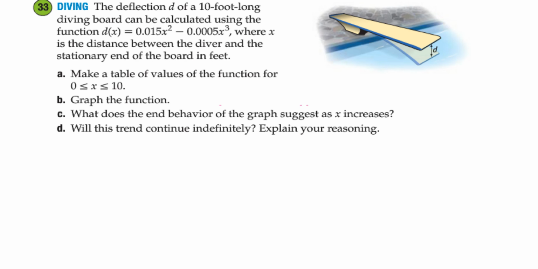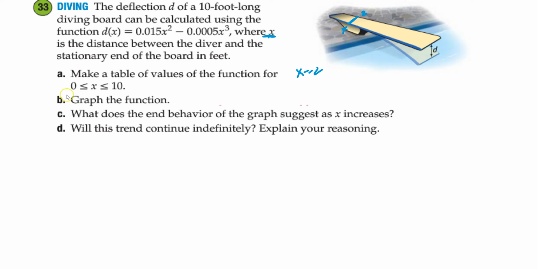So let's look at this problem. I like these. The deflection d of a 10-foot long diving board can be calculated using this function, where x is the distance from the diving board. Again, super important: x is the distance between the diver and the stationary end of the board. If x is 2, that means you're 2 feet away from this box right here. How far are you from the base of it?